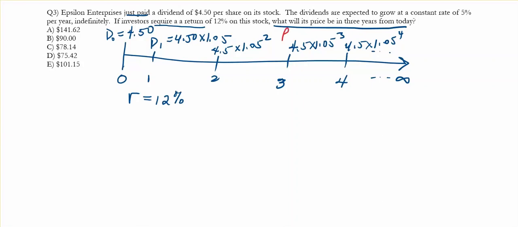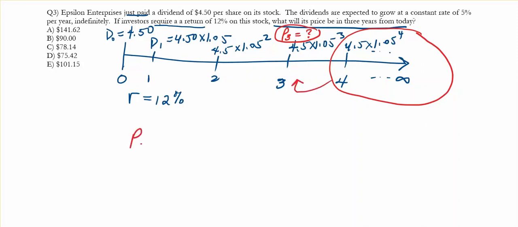So always put onto your timeline what it is that you're solving for in the end. We want what's the price in year 3. Now the price in year 3 has to be the present value of all the cash flows that come after year 3.